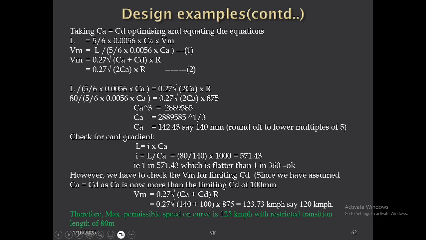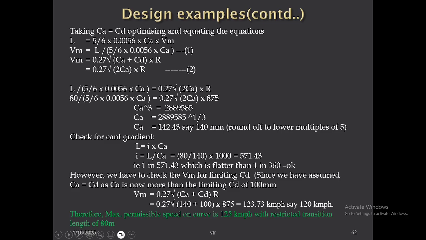Now for this condition, we have to reduce the cant actual in order to get a restricted length of transition, because it will be restricted to 80 meter. Since the given length of transition is 80, substituting this, the only unknown is CA. From this equation we got CA equal to 142.43, say 140 mm, rounding down to the lower multiple of 5.